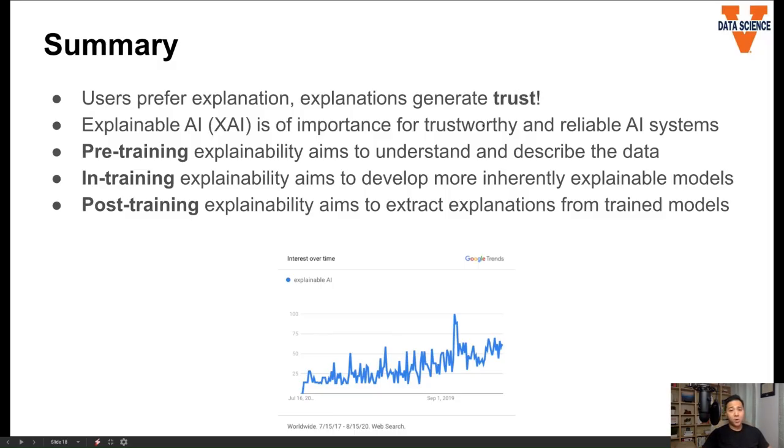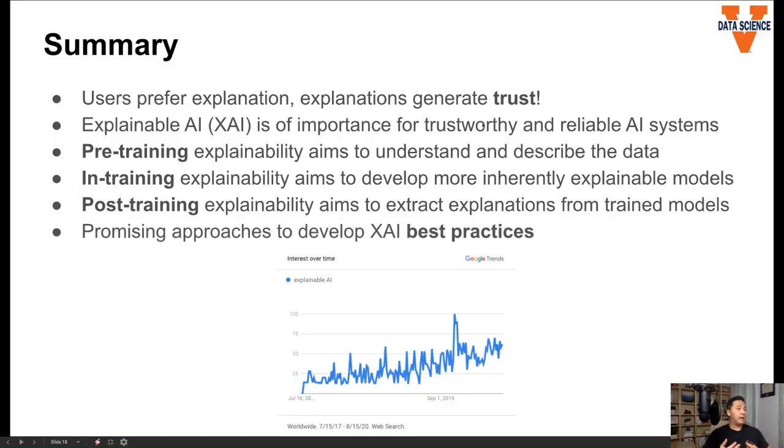So all of the approaches are interesting, and hopefully in the future we're going to have much more promising work to develop XAI best practices. So there's exciting stuff to come, and if you look at Google Trends, explainable AI has been trending up in the past few years, so there's more attention paid to it.